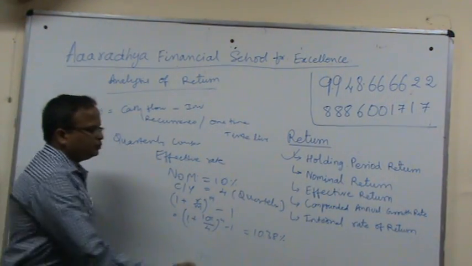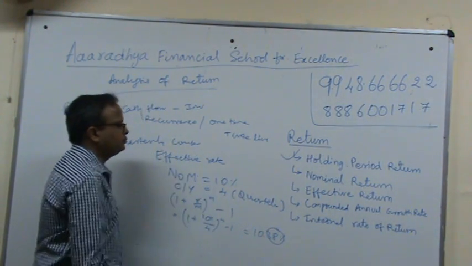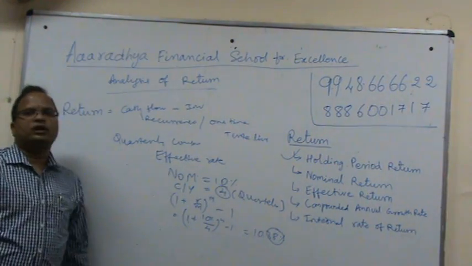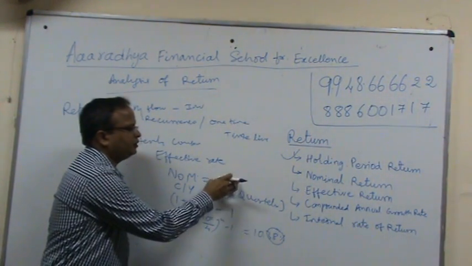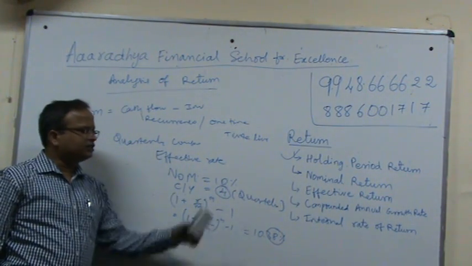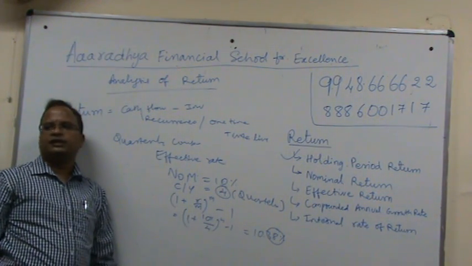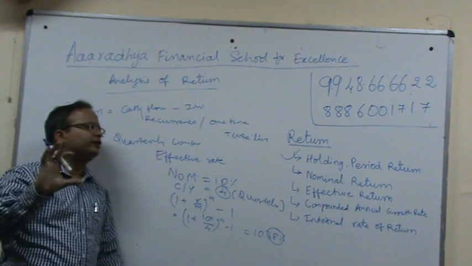Right? Now this 0.38 which we received extra is because of this compounding on a quarterly basis. This rate is different from the nominal rate. So this difference is what we exactly call the effective rate of return.